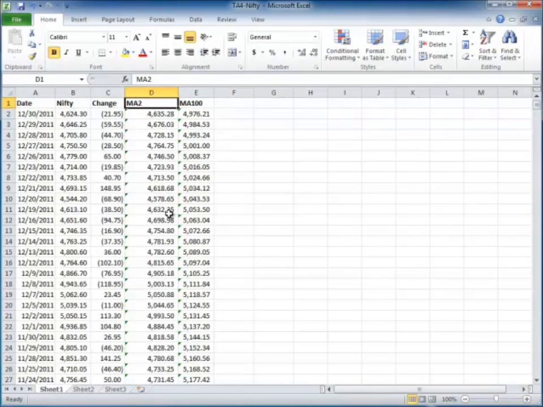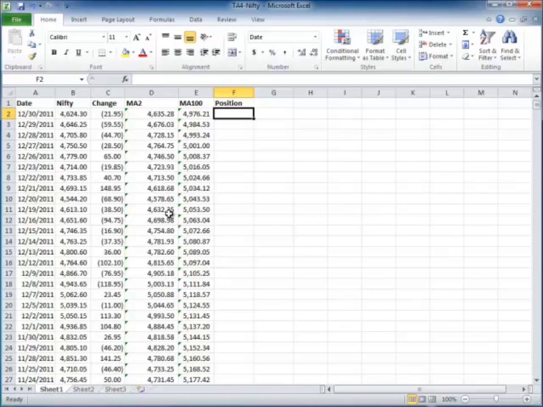So our strategy was that whenever the 2-day moving average is above the 100-day moving average, we're in a long position. Whenever the 2-day moving average is below the 100-day moving average, we have a short position. Now this is actually not too difficult to implement. We can use the IF function. So I want to create a new column here, call it the position. Now the position is going to be whether we are long or short. So I'm going to use 1 whenever we are long and -1 whenever we are short.